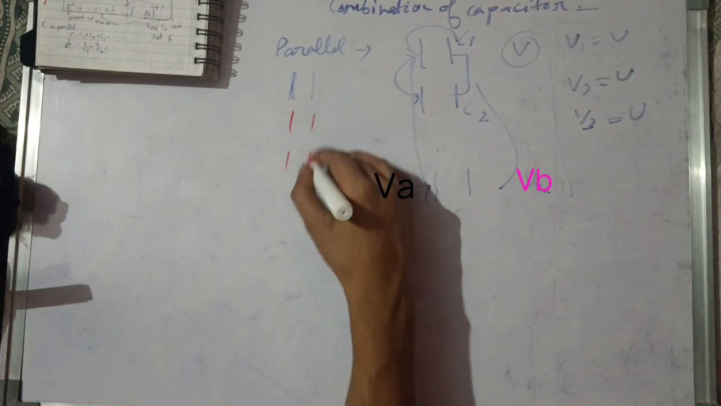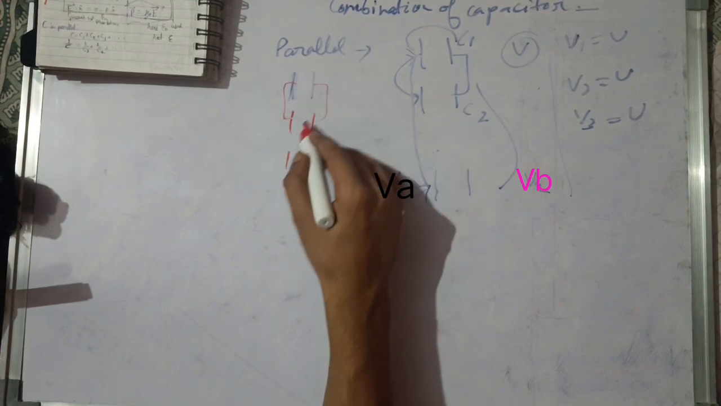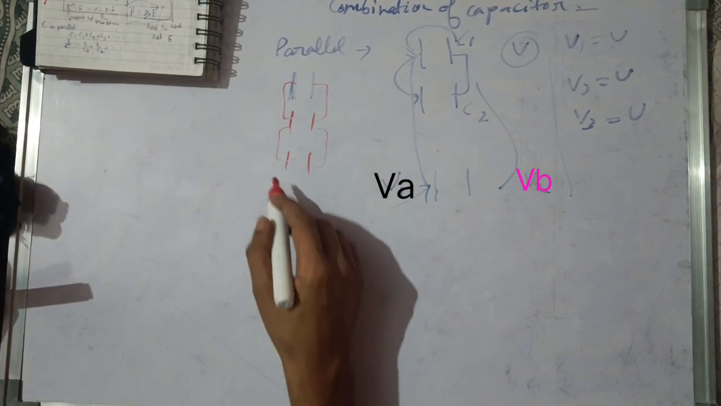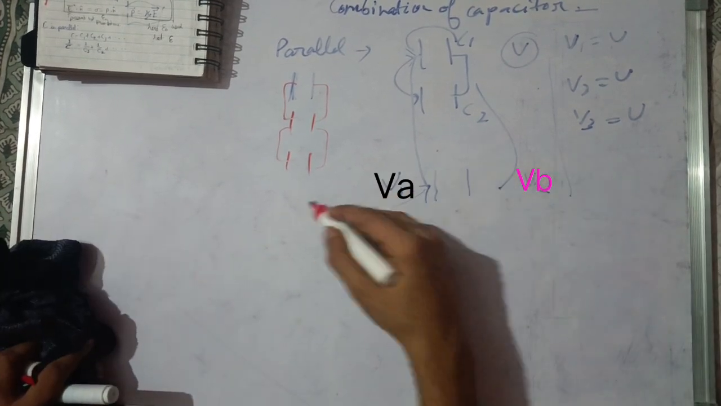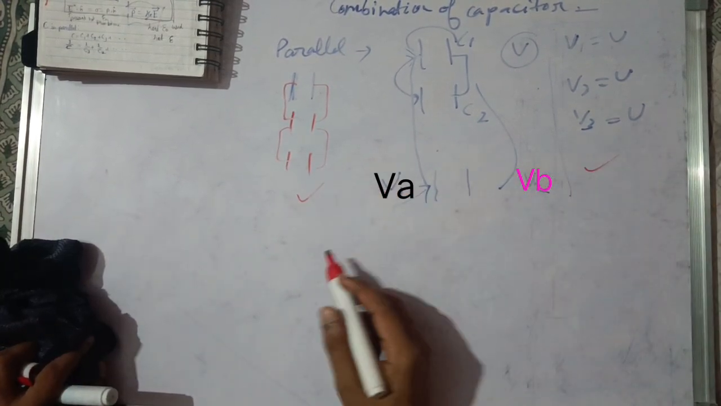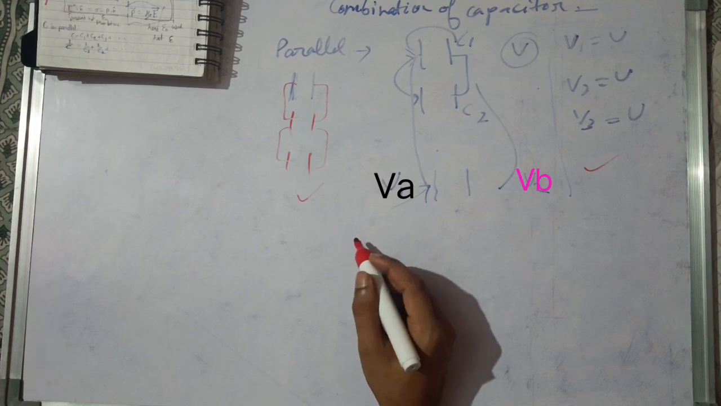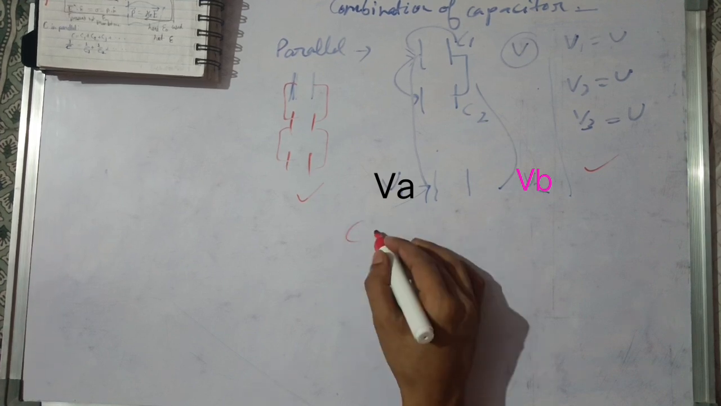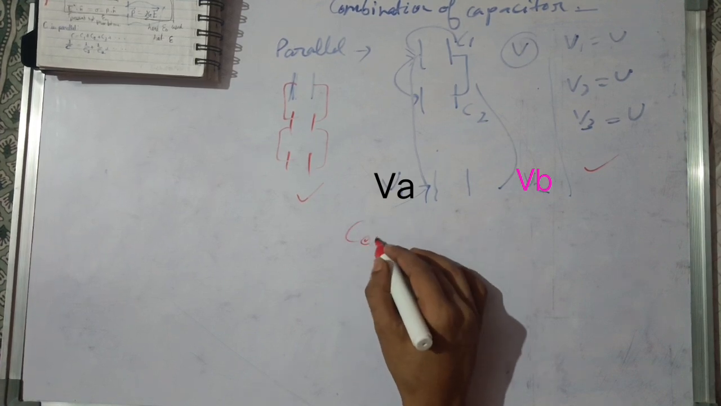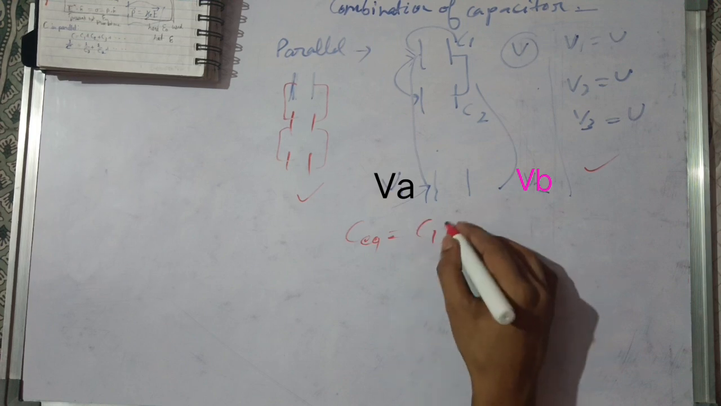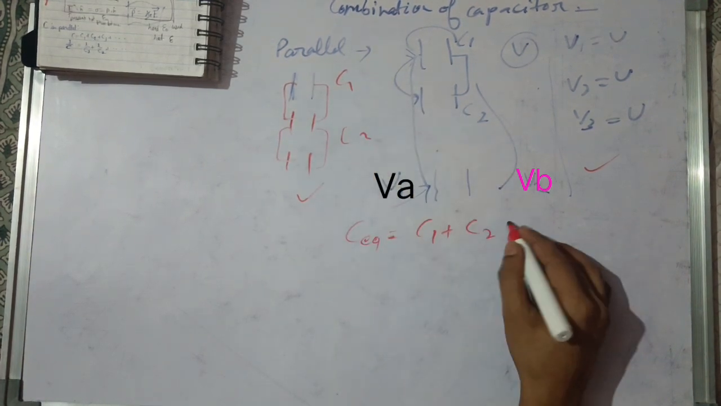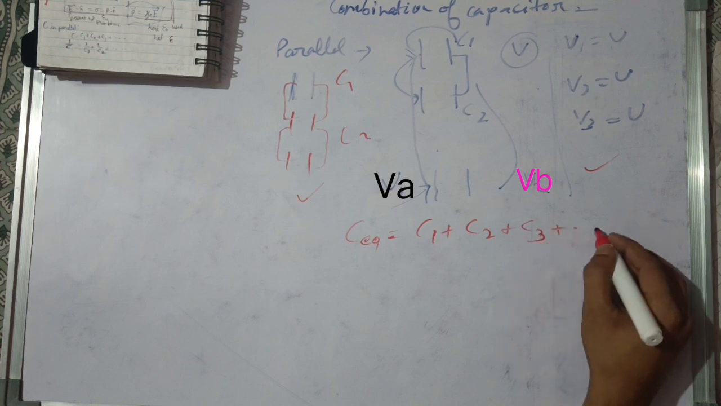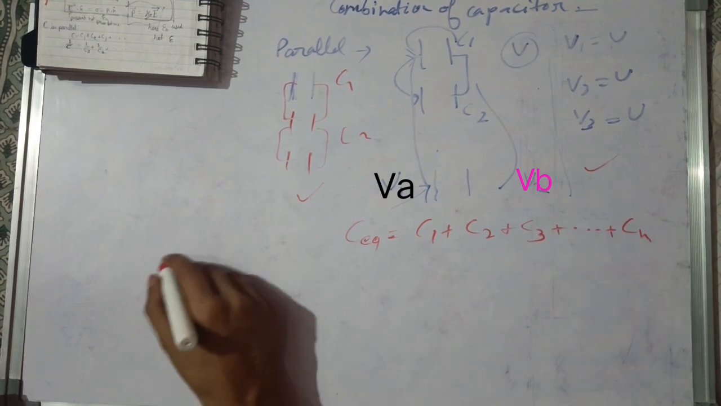This was a capacitor, this is a capacitor, I added them in parallel, so this is a parallel combination. In such a combination, the equivalent capacitance is simply the sum of all these capacitances, C1, C2, C3 and Cn.